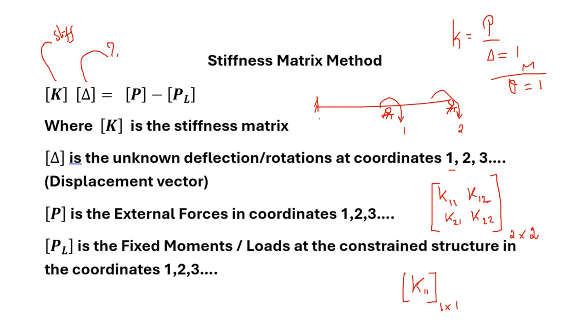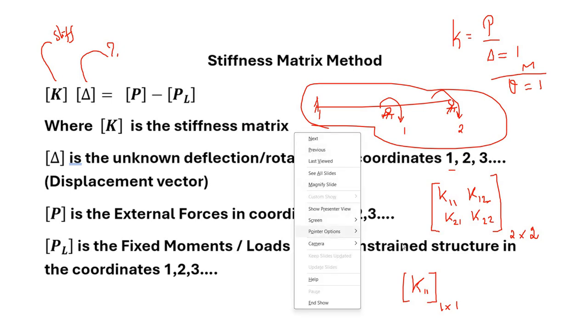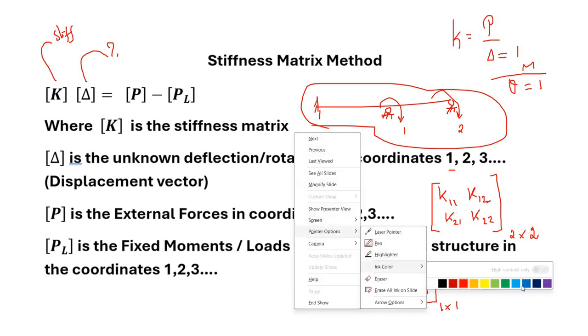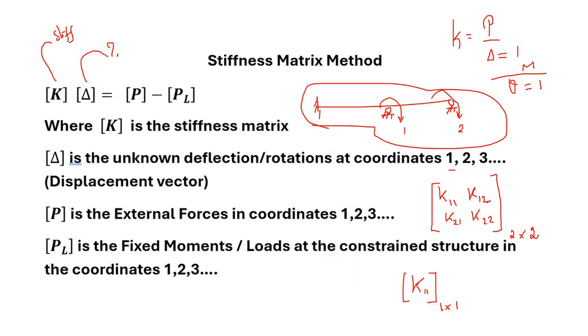In this continuous beam which I have shown you, there are 2 coordinates, and so the matrix is of size 2 by 2. And what is the P matrix? The P matrix is the external load present at the coordinate. For example, here there is no external load at coordinate 1, and here there is no external load. So this P matrix is generally 0.